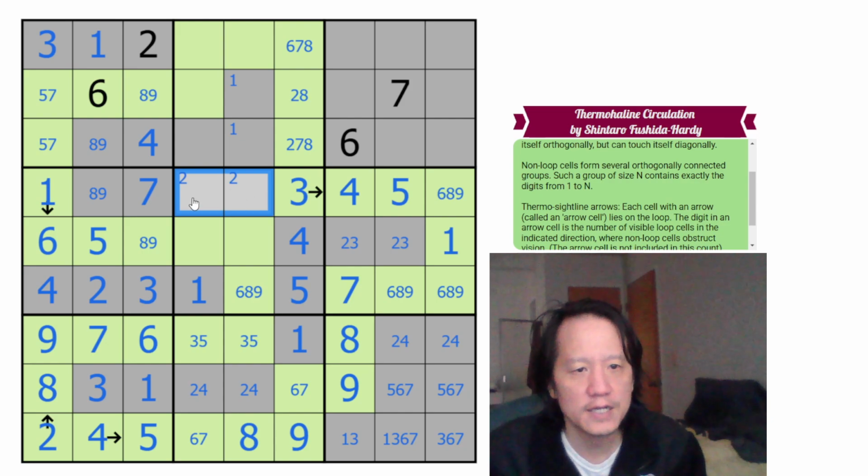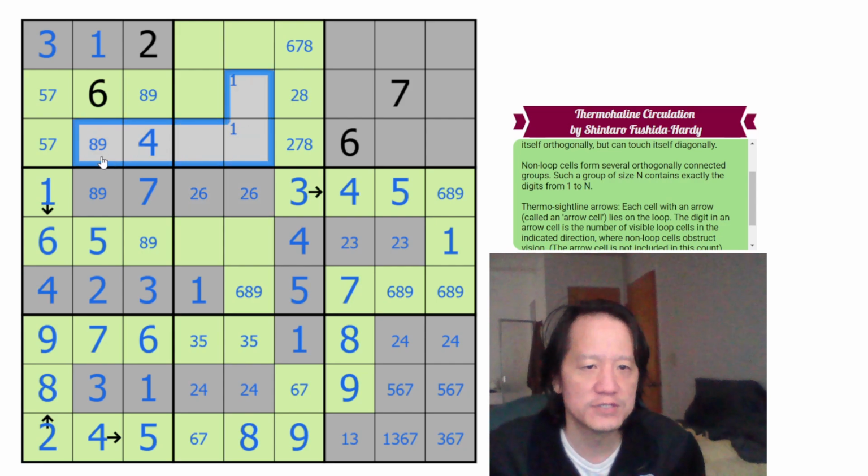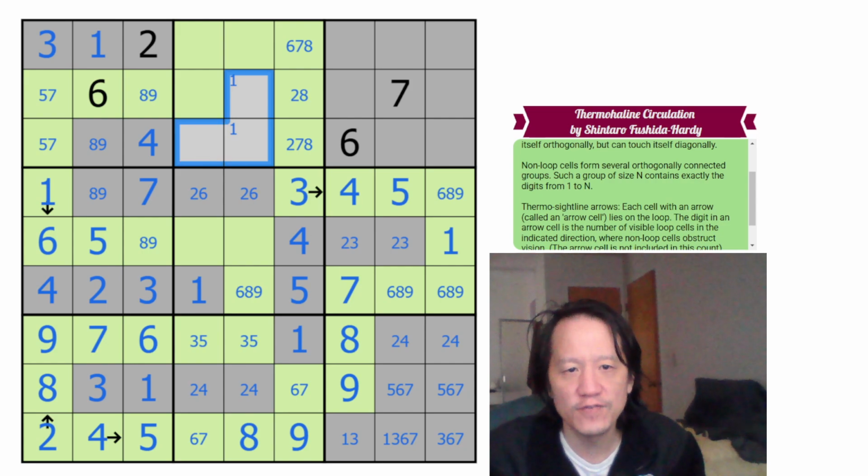What can it contain? It has to be 1. It can't be 1, 3, 4, 5, or 7. So this has to be 2 and 6 specifically. So this is 2 and 6. What's in the rest of the region? It must be 1, 3, and 5. So this is 1, and we have 3 and 5 also possible.